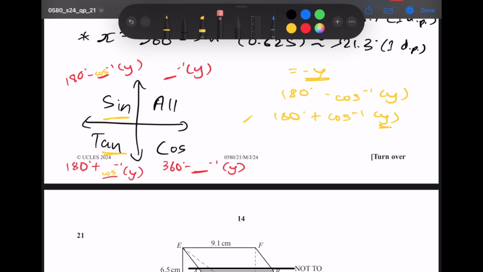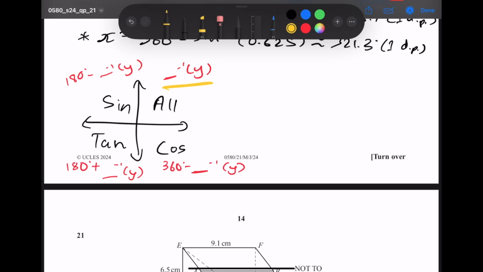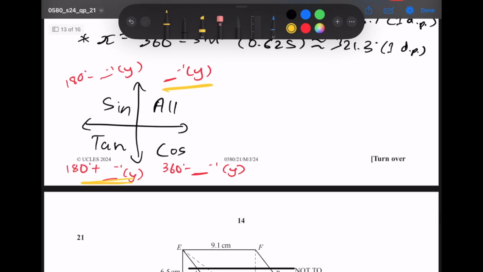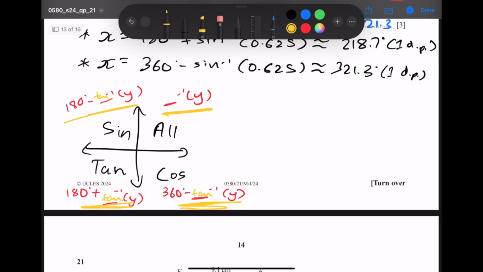Now the final one, tan, works in the same way. If tan is positive, then we would take the rules of all and tan. And if tan is negative, we'd use the rules of sine and cos instead. And sub in the value of tan into this dash over here. So that's how we find the inverses of sin, cos, and tan when sin x or cos x or tan x produces a positive or negative number.